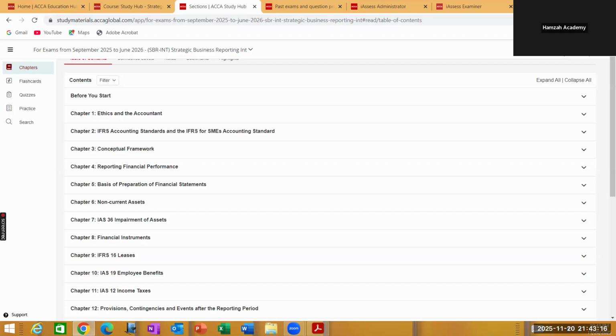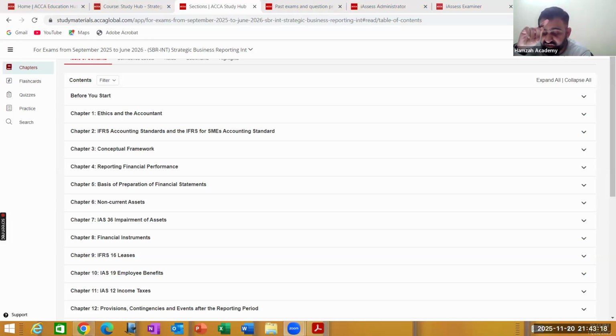My last guideline for you is to read all the accounting standards. It's very important in SBR. Study the accounting standards from ACCA Study Hub, or the latest Kaplan exam book, or from the notes. But read the accounting standards and develop a conceptual understanding of them. It is very, very important for the SBR exam.